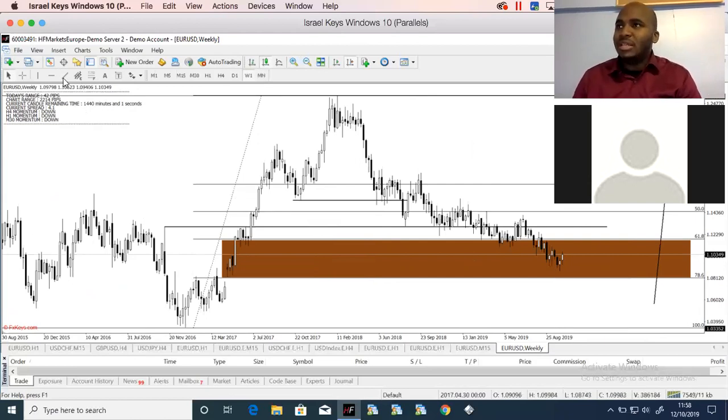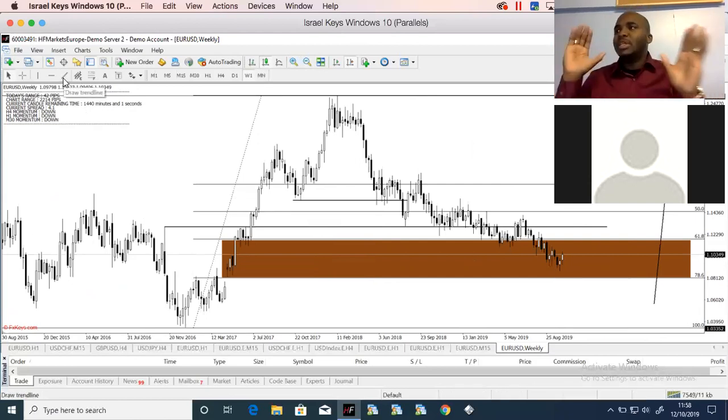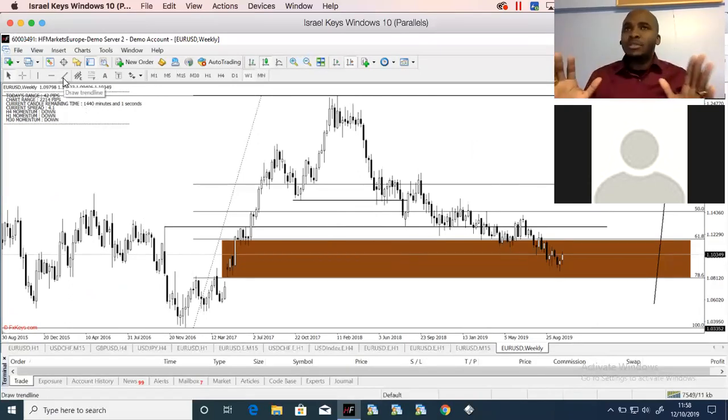Now, again, for the newcomers, we talk about price being fractal. It means the same rules work on all time frames. The same things that work on the high time frames work on the lower time frames.